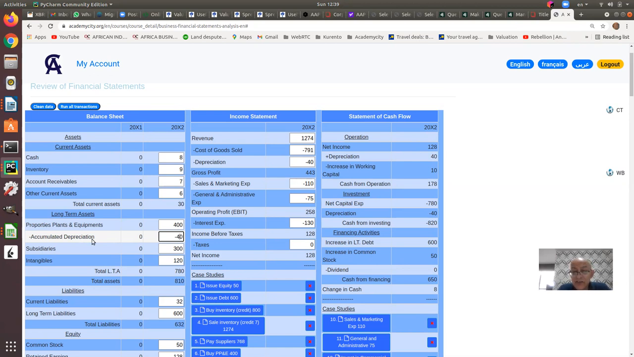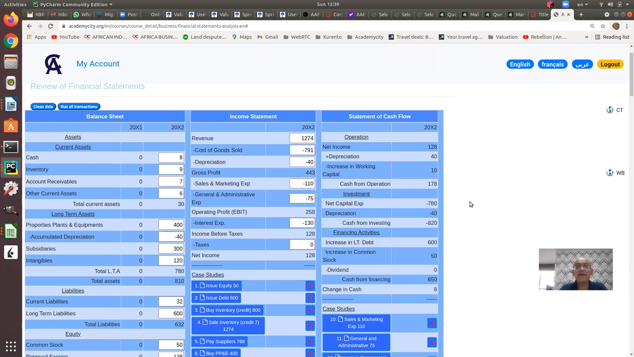In next sessions, I will talk about the difference between accumulated depreciation and depreciation. They look similar, but they are different. This is accumulated. This is depreciation. For the first year, they are the same. So I subtract that. So net total assets went up only by 780.